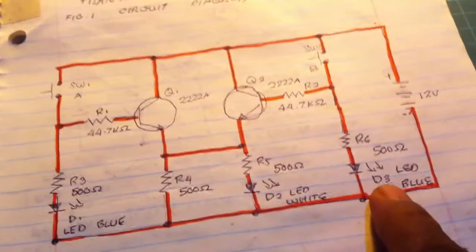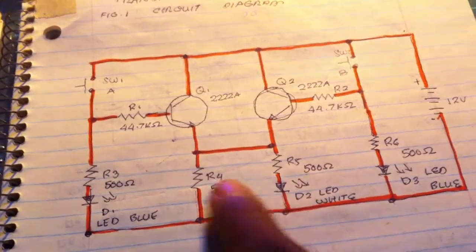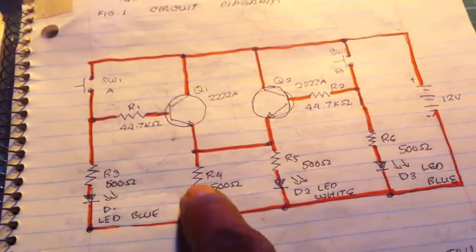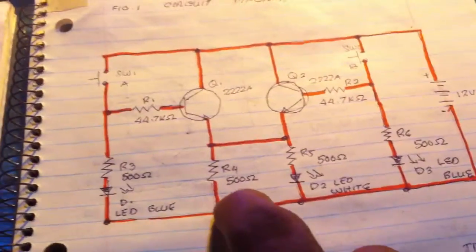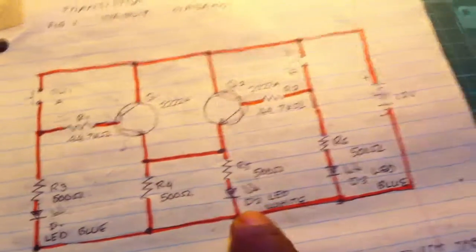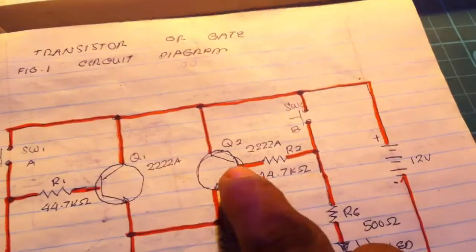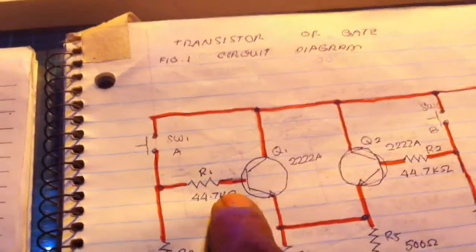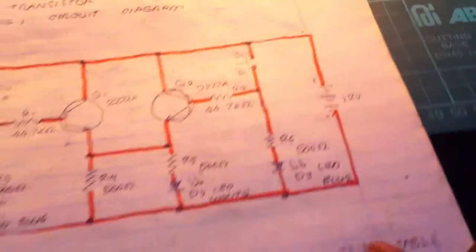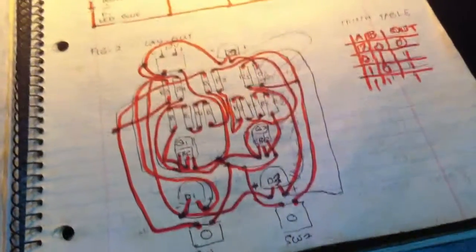LED, the output LED is taken here at the emitter side of the resistor. And we also have a bias resistor here, LED protector resistors, base resistors protecting the transistor, and a push button here. Voltage supply 12 volts, and this is the layout. This is a previous circuit also.